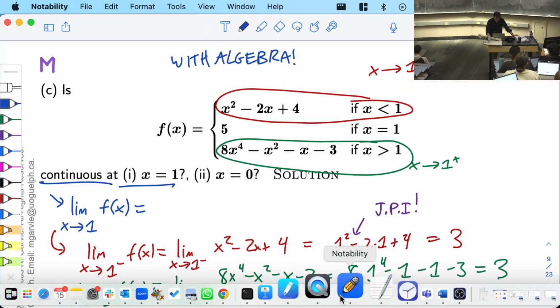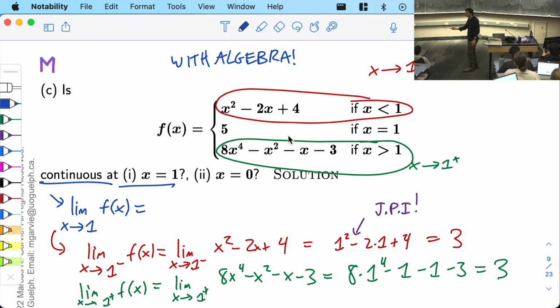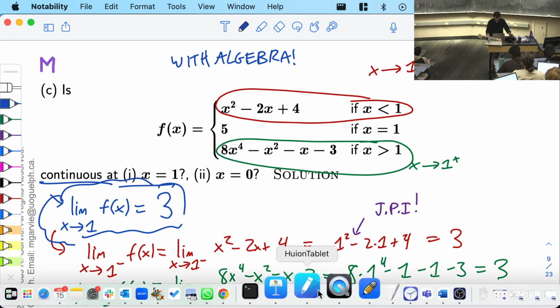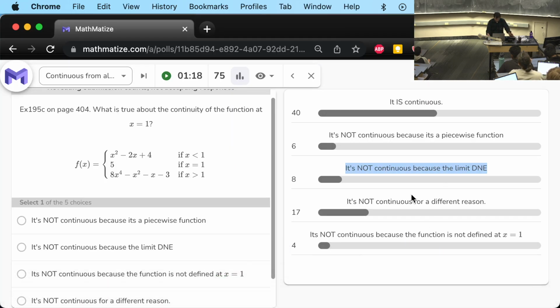It's not continuous because the limit does not exist. Let's look at this. We did the left limit, and we got 3. We did the right limit. We also got 3. That means the value of the limit is 3, right? If the left limit equals the right limit, the two-sided limit exists. It's equal to 3. So this limit exists, so that's not right either. If you said it's not continuous because the limit does not exist, that is also wrong.